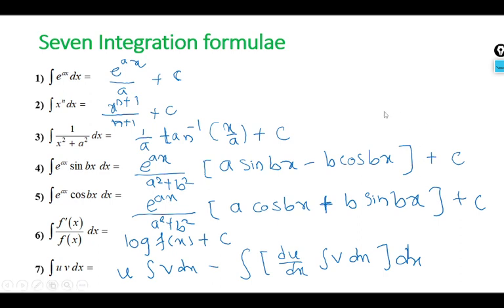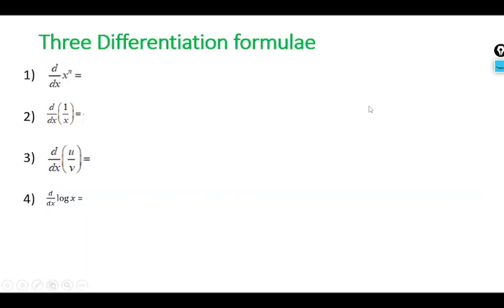So we'll move to the next set then. Third set. These are four differentiation formulas. We should know these 4 differentiation formulae. First is derivative of x raised to n is n into x raised to n minus 1. Now you will observe n is multiplied here. In differentiation, there is multiplication.